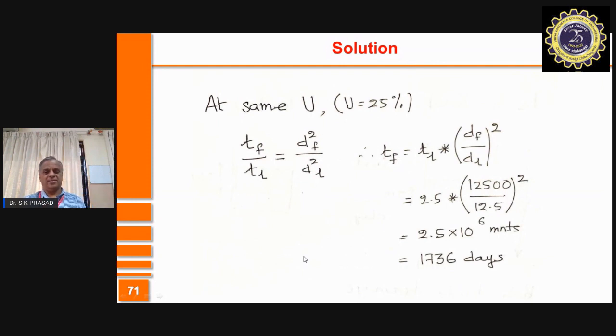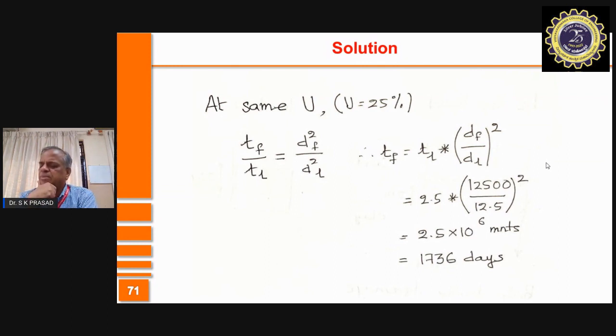So what next? You need to find out in the field how much time it takes. So you know the relation: time taken in the field by time taken in the laboratory will be equal to drainage path in the field by drainage path in the laboratory to the power 2. So time taken in the field is equal to time taken in the laboratory multiplied by drainage path in the field by that in the laboratory whole square. That is 2.5 multiplied by 12500 by 12.5 whole square. So that amounts to 2.5 into 10 to the power 6 minutes.